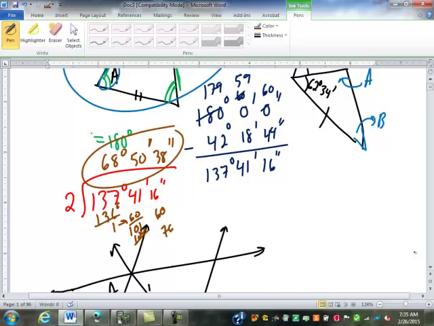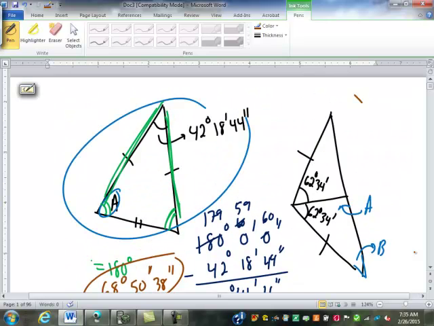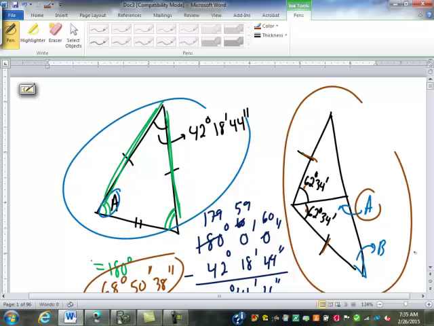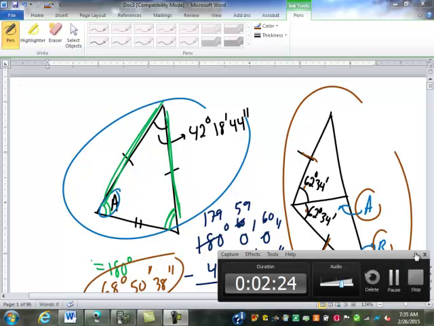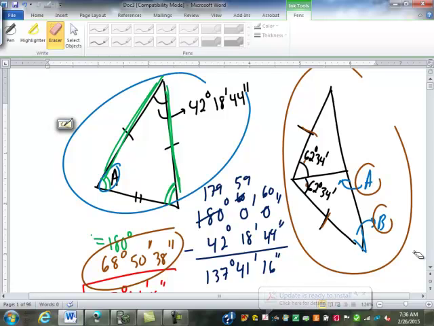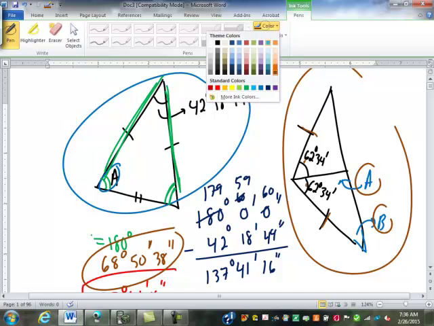Cool. Now on this one over here, once again, you're told it's an isosceles triangle. We're given these two angles. I want to know angles A and B. First of all, what can you tell me about angle A right off the bat? How do you know it's 90 degrees?